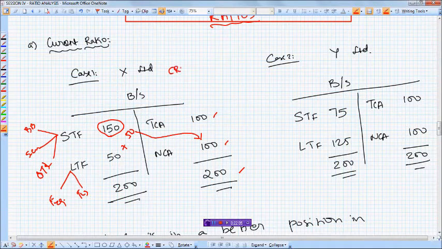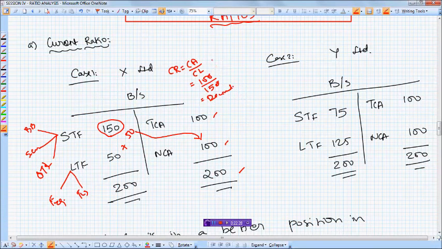Current ratio by formula is current asset divided by current liability. In this case, current asset is equal to 100 and current liability is equal to 150. So if you calculate, the ratio will be somewhere in decimals. So here, the ratio has gone below 1.